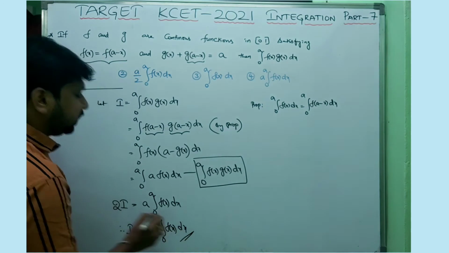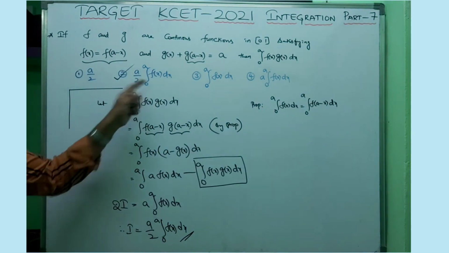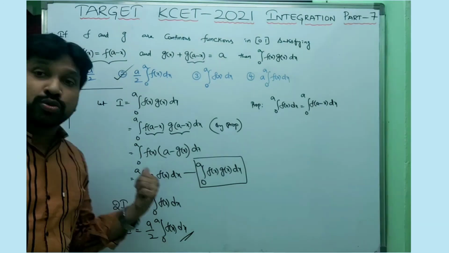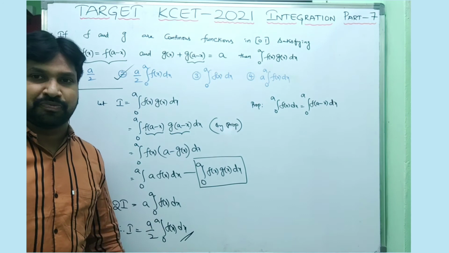So very easy solution friends. Your answer is a by 2 into integral 0 to a f of x dx. So this is the most important, first priority question. Let's move to the next models friends.